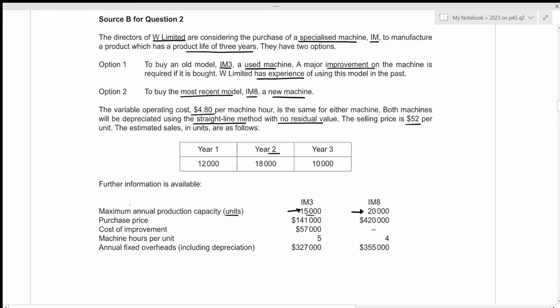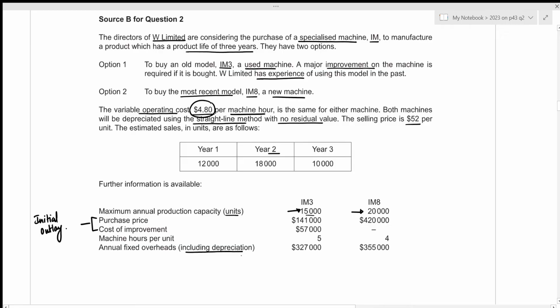And we are given the purchase price of each of the machineries. We are given the cost of improvement as well. Okay, so these two will be a part of our initial outlay, which means that these are the costs that will have to be borne by the company at the starting time, which is year 0. Then we have the machine hours per unit as well. And this is important for our variable operating cost because it is given per machine hour. Then we have our annual fixed overheads, but this includes depreciation as well.